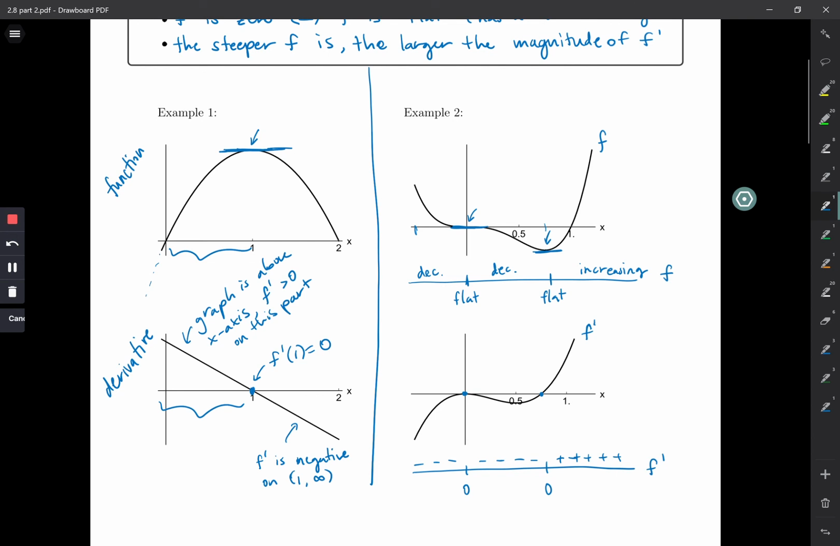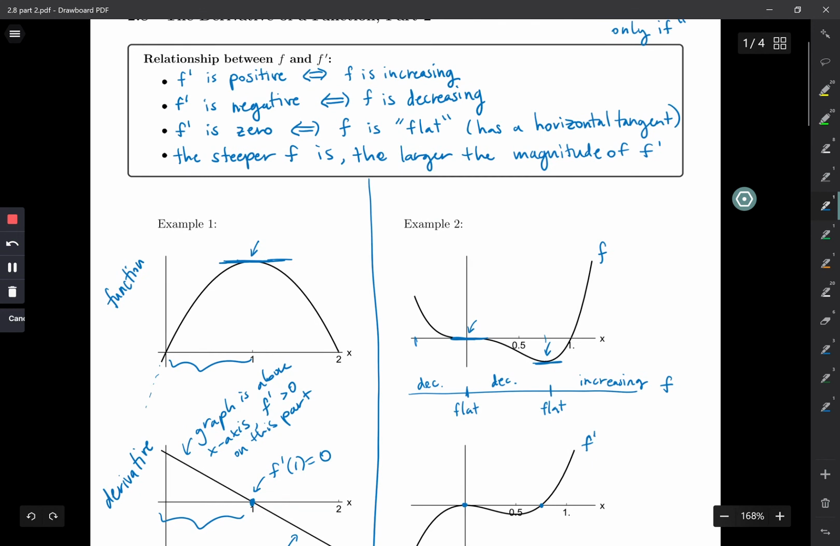And doing this will help you sometimes with the graphing, because here we were already given the answers, but next we're going to actually find the graph of the derivative by just having the graph of f and using these facts that we talked about. Okay, so we will do that in the next video.